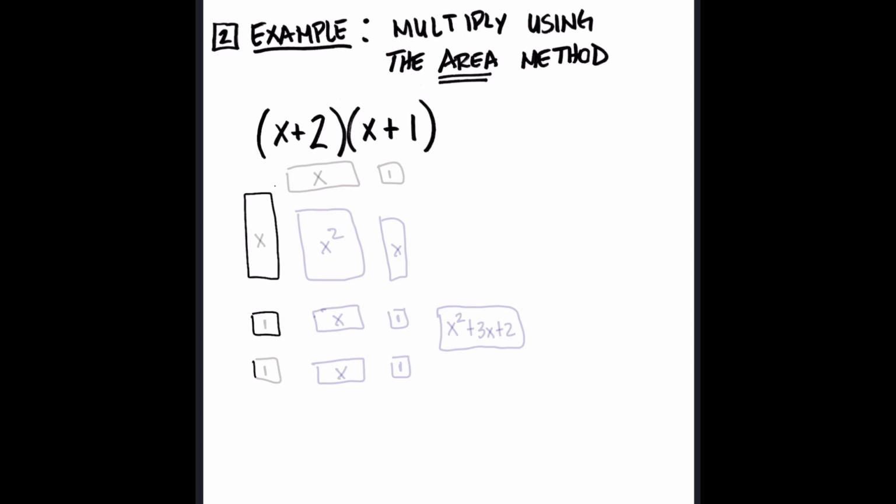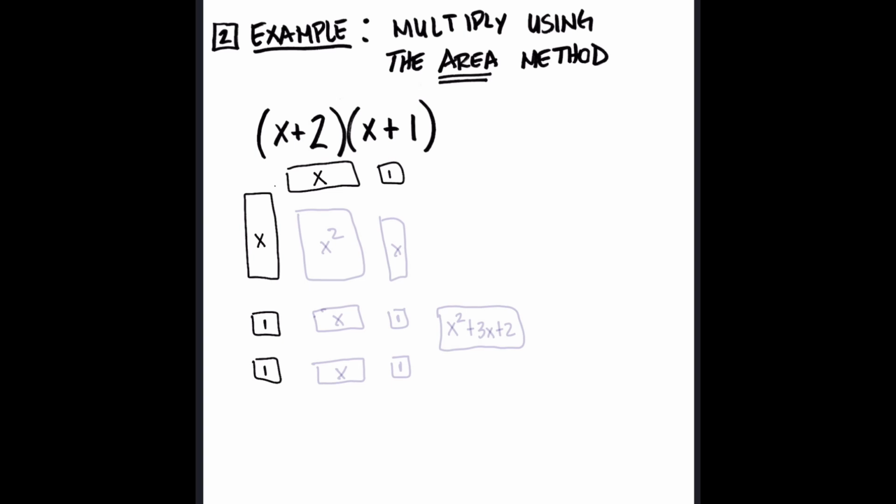And since we have 2, we have to draw 2. And then we saw that for x plus 1, we have another x box, and then we have a 1. So right here, this one is x, this one is 1, this is an x box, this is a 1 box, and this is a 1 box. So for the inside, we have to multiply.